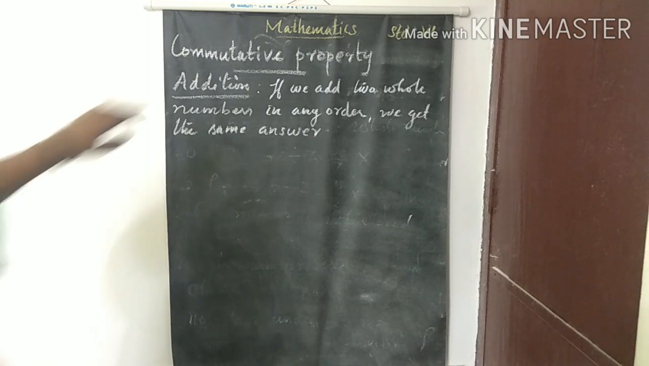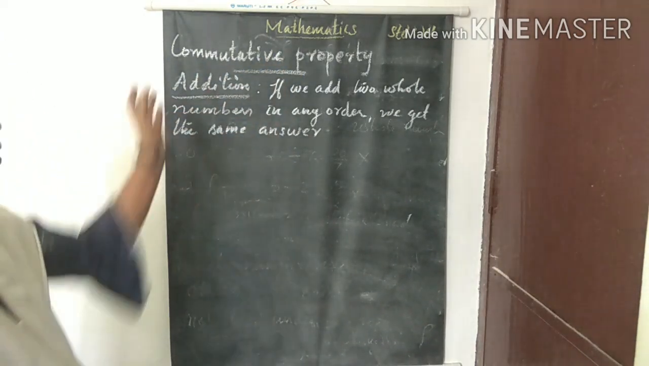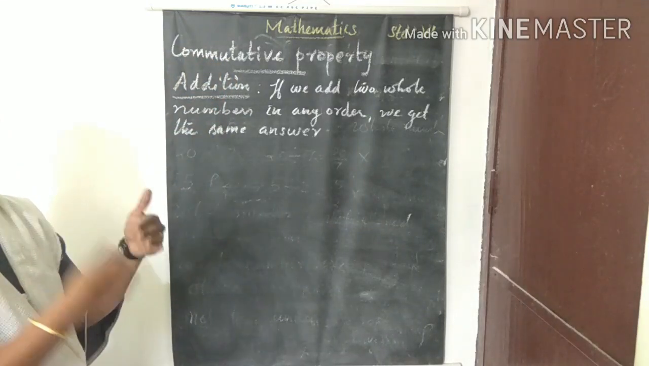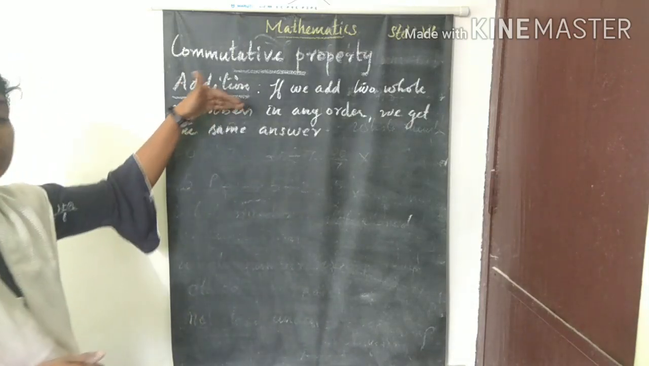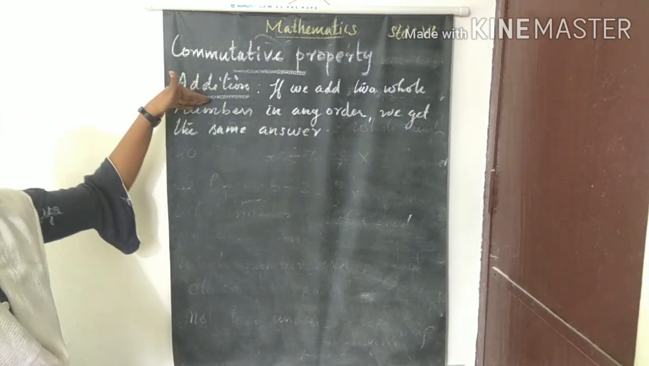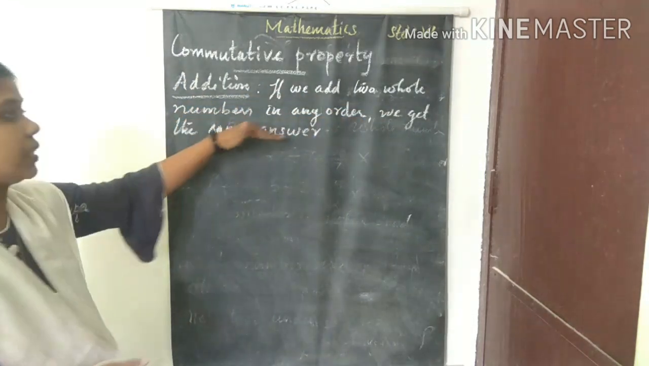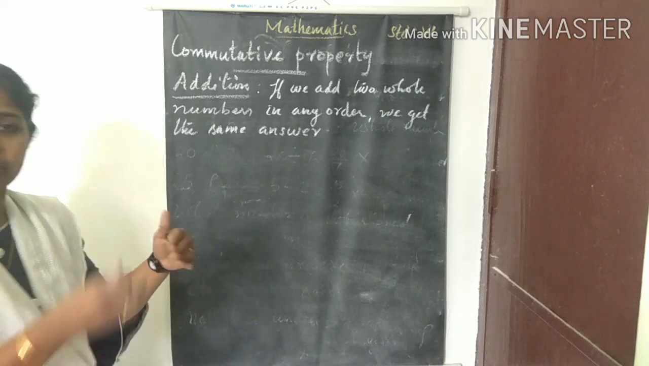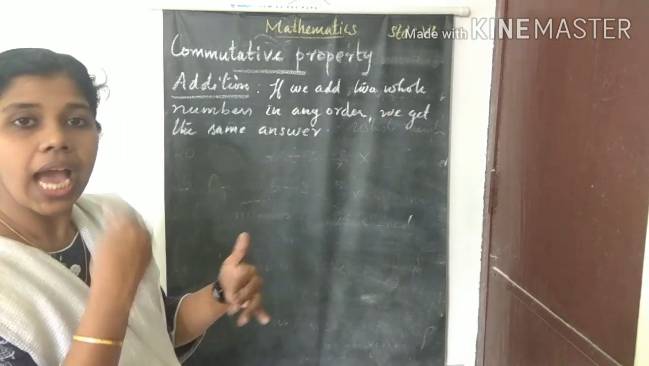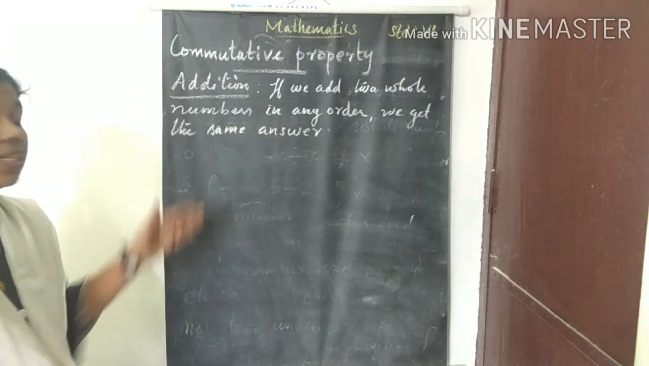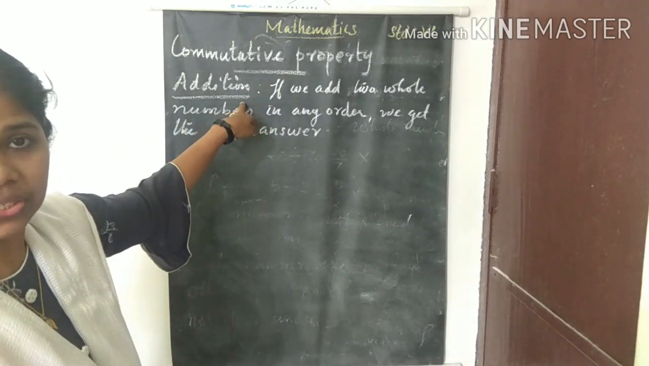Next property, the commutative property for whole numbers. Commutative means changing the position of the numbers. Commutative property under addition: if we add two whole numbers in any order, that is first number plus second number or second number plus first number, we get the same answer. That is the commutative property of addition.